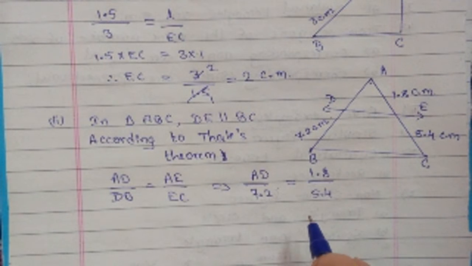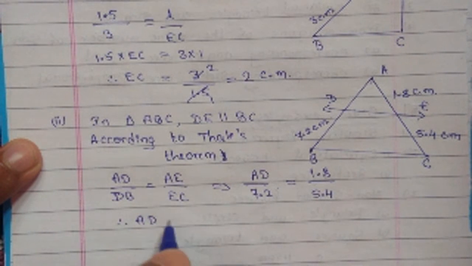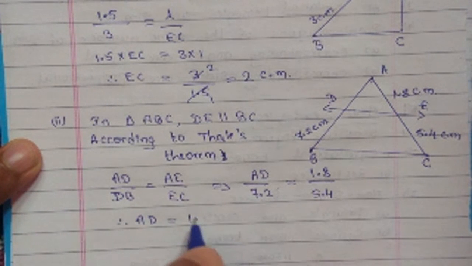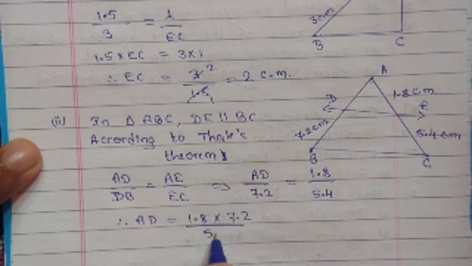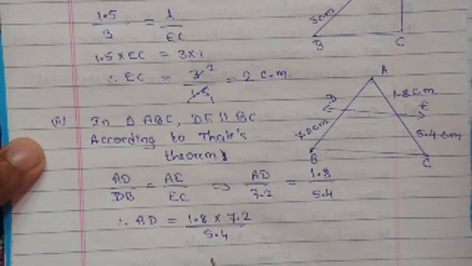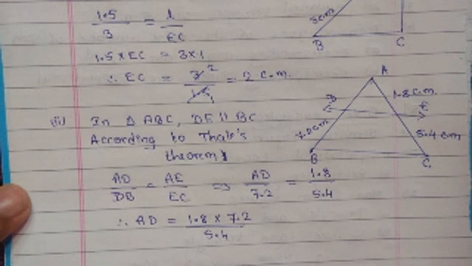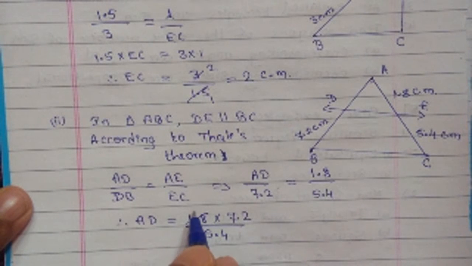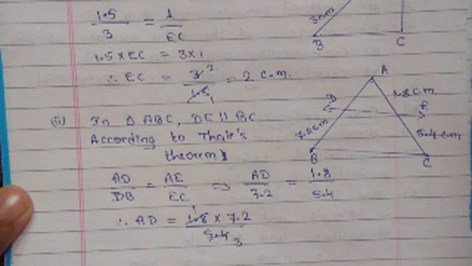Okay. Next, cross multiplication. So therefore AD equals 1.8 into 7.2 goes to the numerator, divided by 5.4. Now solve this and comment me the answer fast. 18 ones are 18, threes are 54. So the decimal point we can neglect. So it becomes 3.